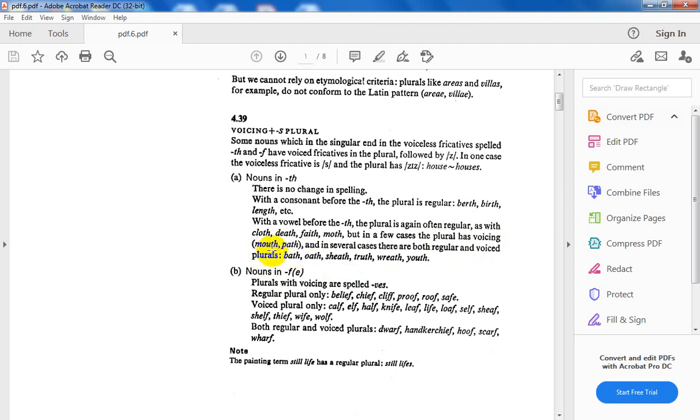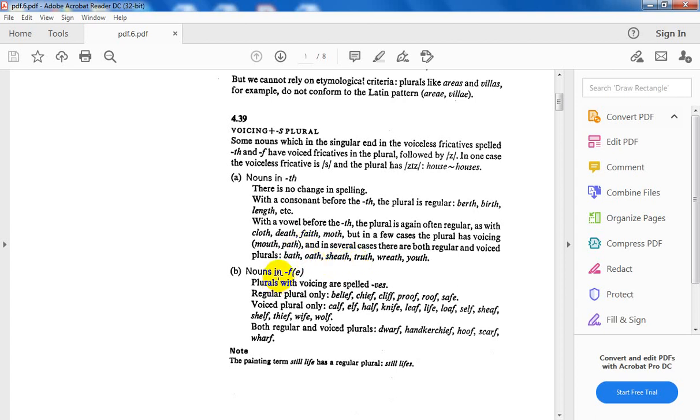Here, adding es, and this th becomes voiced. And in several cases, they are both regular and voiced, these: bath, oath, sheath, truth, wreath, yacht. These can be pluralized either by the regular form or the irregular form.